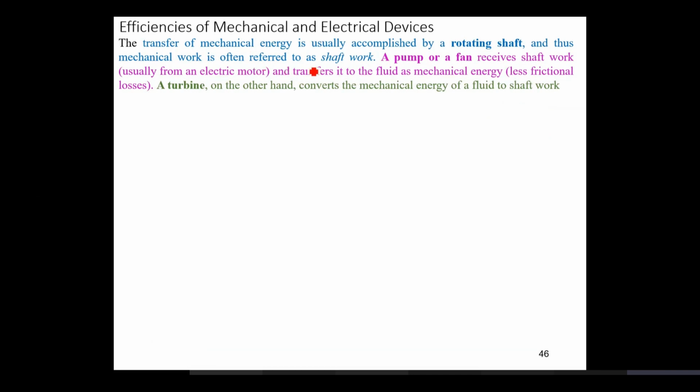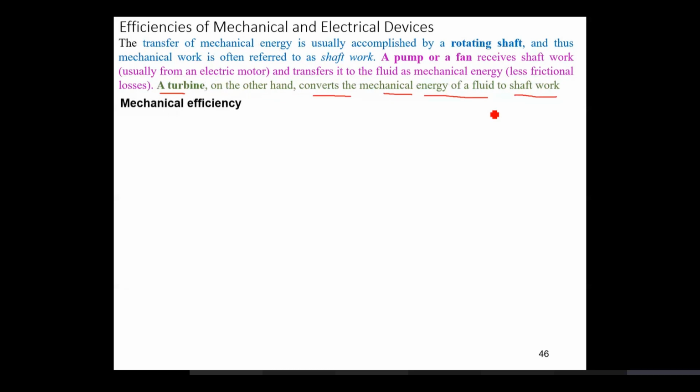All right. But on the other hand, a turbine converts the mechanical energy of the fluid. It utilizes the mechanical energy of the fluid to do the shaft work. It is doing the opposite process. That means it is extracting the energy of the moving fluid to rotate the shaft. So it is doing exactly the opposite of what is being done in the case of a pump. Clear enough? Is the point clear?